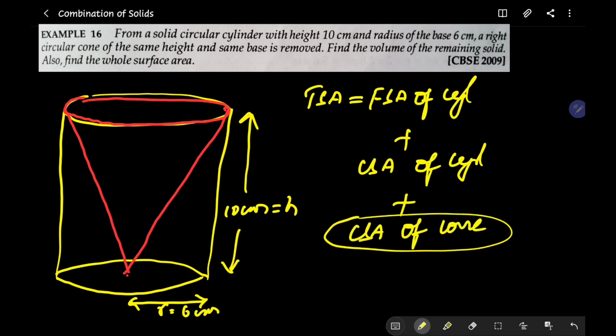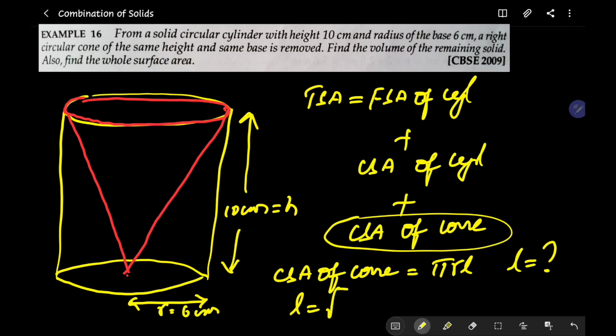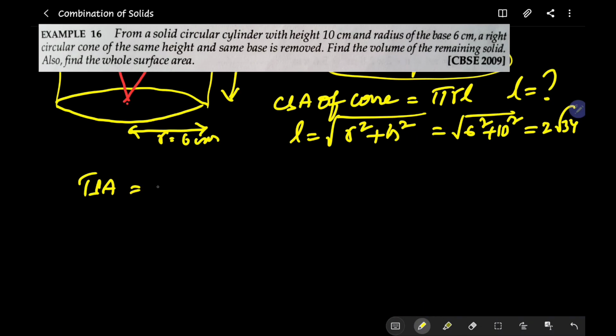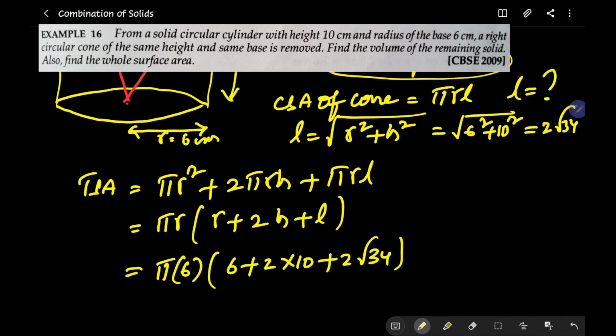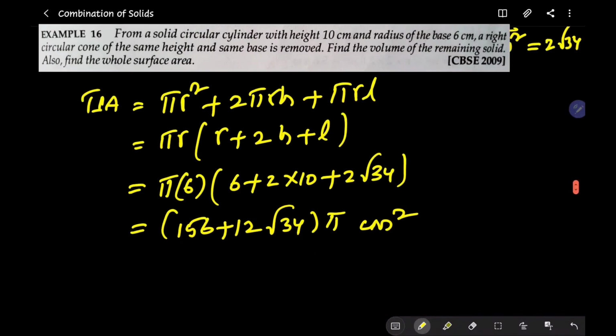To find out the curved surface area of the cone, we should know the value of the slant height first. So this L value can be obtained by the formula L equals square root of r square plus h square. Use the values of r and h, then we get the slant height as 2 into square root of 34 centimeters. Now we are all set to apply the formulae we have for the respective figures, and importantly, first simplify the combination of these formulae by taking common terms out. This way the substitutions and calculations will be much easier. Simplify carefully and we get the total surface area of the solid given.